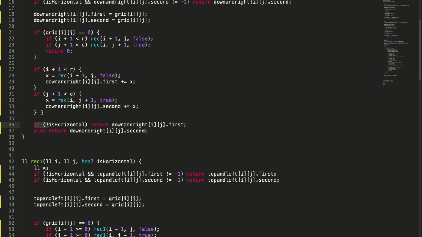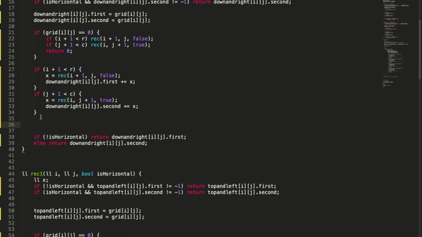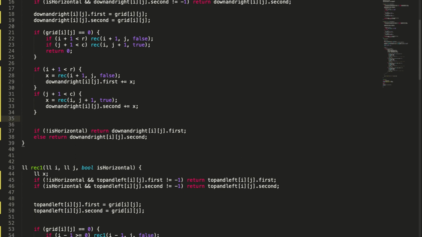the flag. Now when I reach here, we have set the values, the total number of consecutive ones to the down and to the right. And now when I come here, I just have to check, for the previous call, whether we were going in the horizontal direction or in the bottom direction. If it was the bottom direction, then this flag would be false, and then we have to return the first value, which points to the down number of consecutive ones. Else we have to return the second value, which points to the right number of consecutive ones.